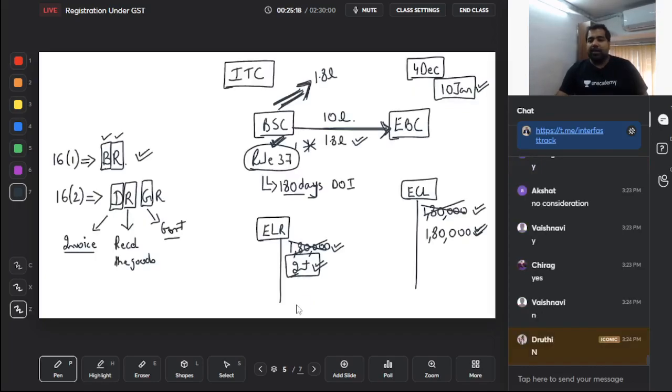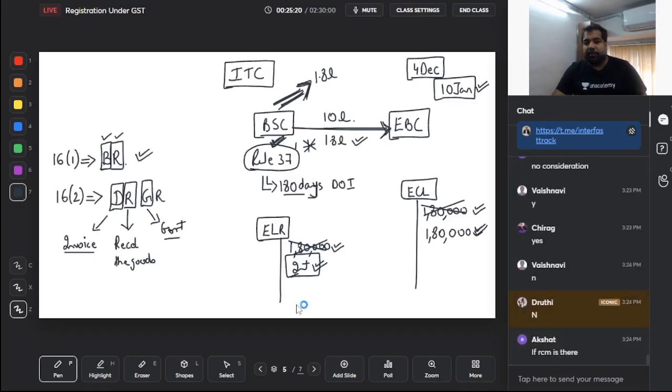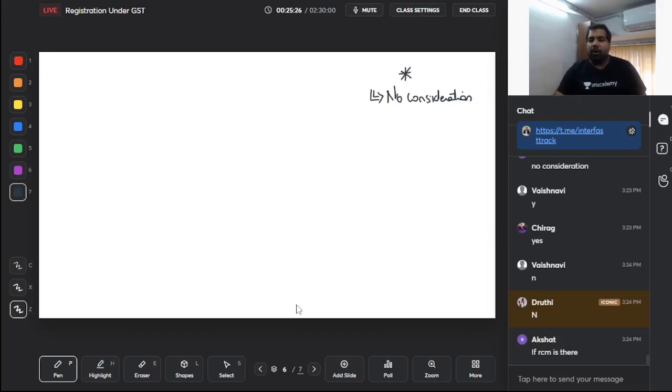Next, why is the government so bothered about the supplier? Because the supplier is paying the money to the government. What if this was under RCM and the recipient was paying? Then the government will not care about the supplier. So in case of RCM, they don't care about the supplier. Guys, you know, in RCM, whom do they care about? Only the recipient.